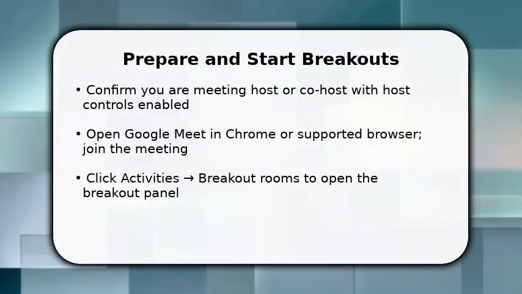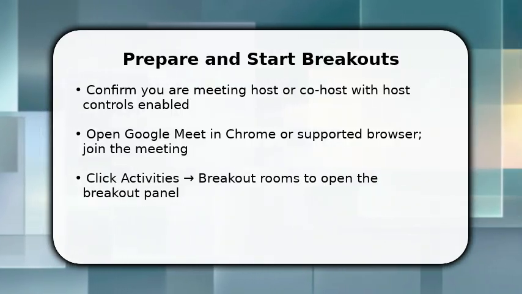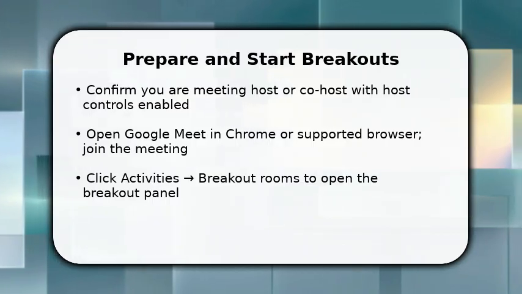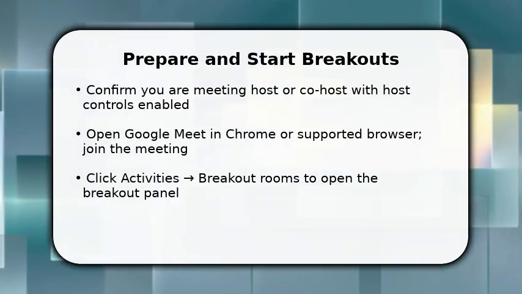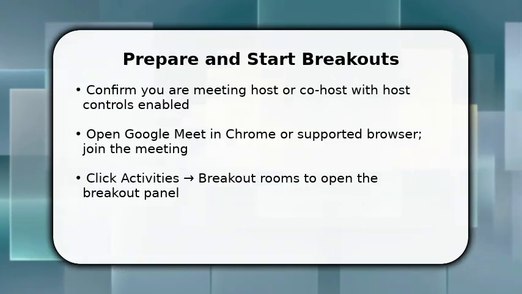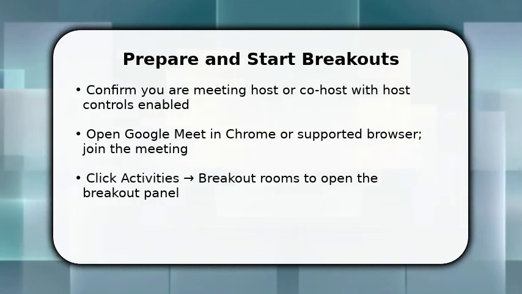Next, click Activities, then select Breakout Rooms to reveal the room interface. Make sure participants are present in the main call so you can assign them quickly. As soon as the panel appears, choose the number of rooms to create and prepare to either assign participants automatically or manually. This is the initial actionable step to begin the flow.